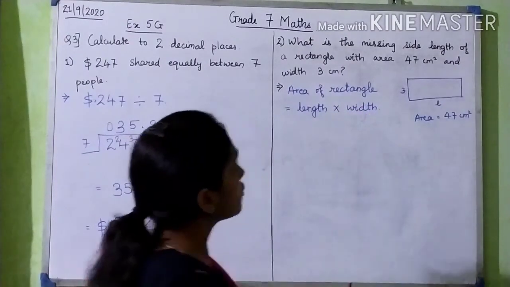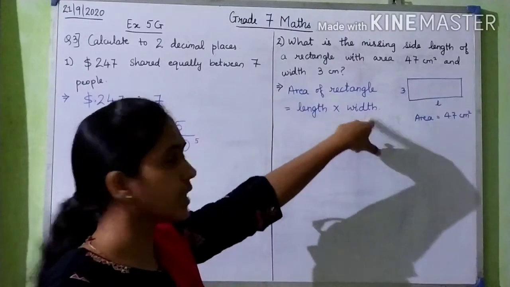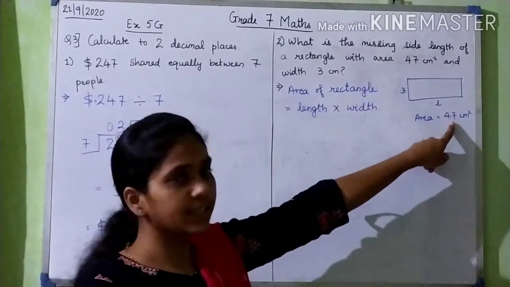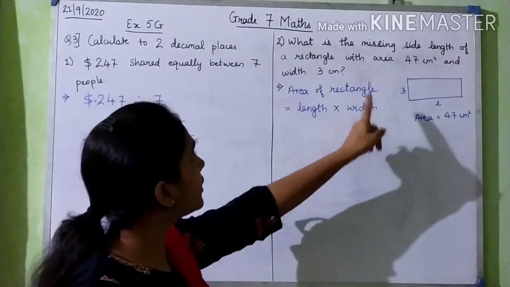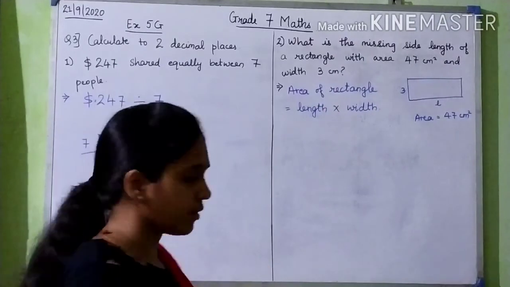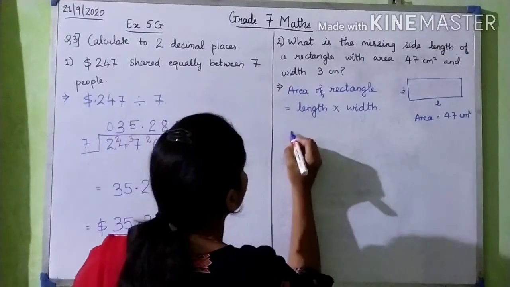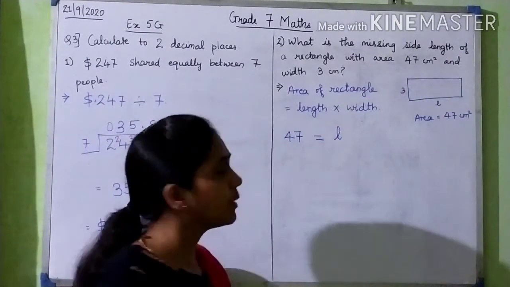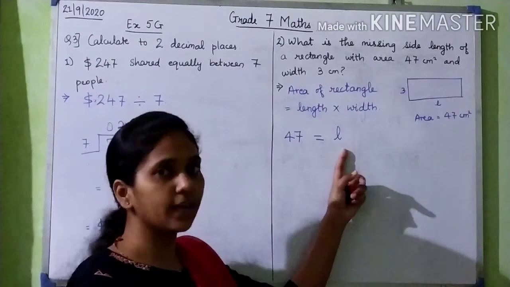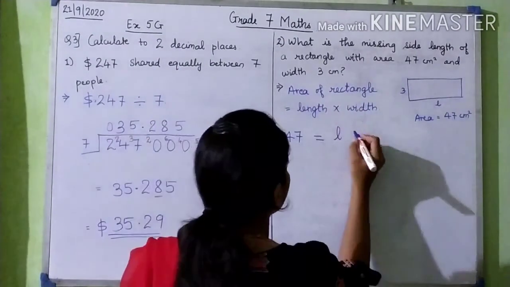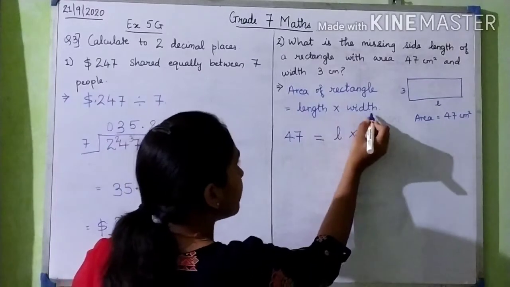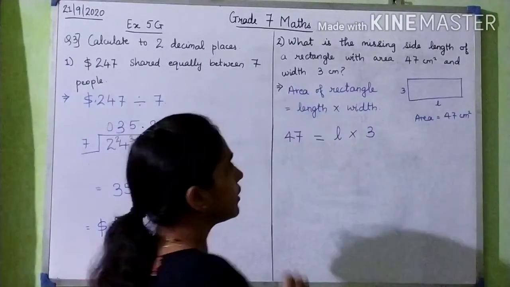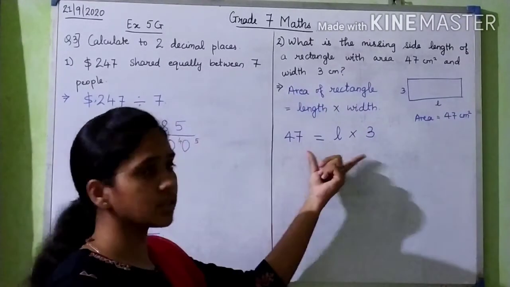Now the length is not given to us, but the width and the area are given. Wherever area is written, we will put the area, and wherever width is written, we will put the width which is given. So area is given as 47, which is equal to length multiplied by width. Length is not given, so in place of length I will write L, and that length I have to find. What is the width? 3 centimeters. So I put 3 here. This is what I have got.